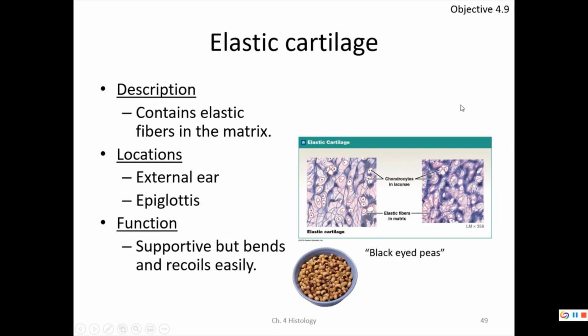It's your external ear, like your ear flaps, and your epiglottis. These are supportive, but they bend easily and recoil easily. So you can flick them and they go back. Now, parts of the nose do have this elastic cartilage in it as well, but not all of the nose.